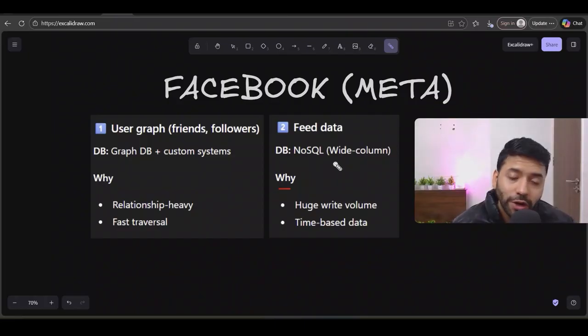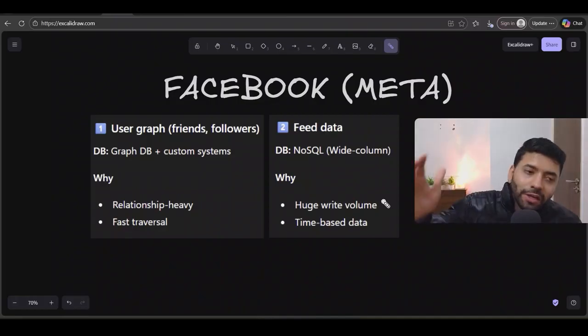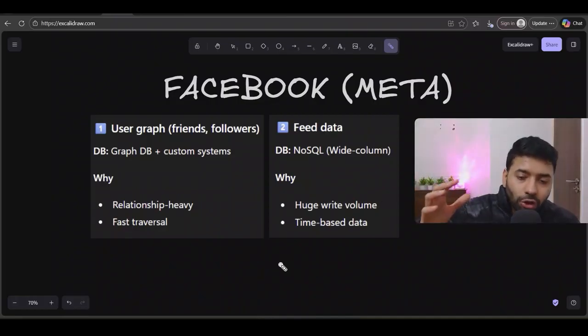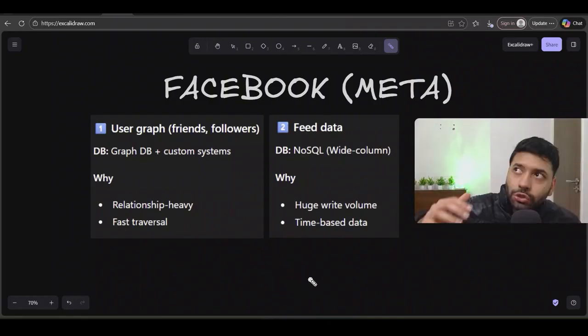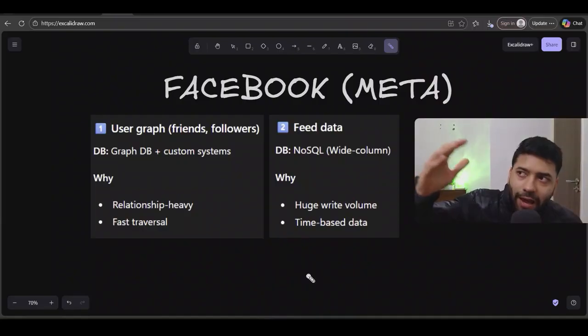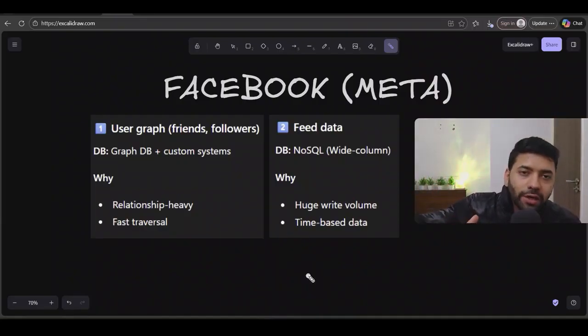Now why are we choosing a wide column database here? Because there will be huge write volumes. Say you might be following 500 or 700 people or even more than that, so that data will keep on increasing, right? And you might have seen in the user feed, the data is sorted based on the timestamp as well. So you see the latest data first and then you can see the older data, correct?